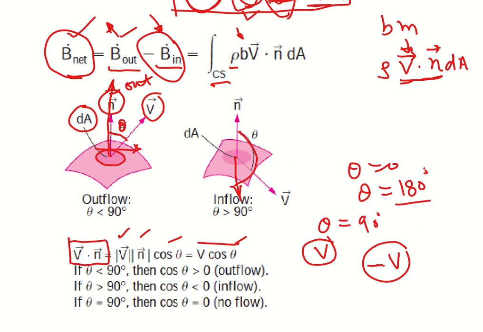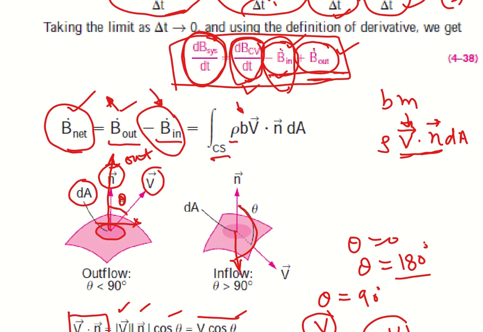So these two properties, minus B in and plus B out, or these two terms, which represent the flow across the surface, can be represented by B net, and this can be represented by this term, the surface integral over the control surface of rho b, where b is the corresponding intensive property, v dot n dA.